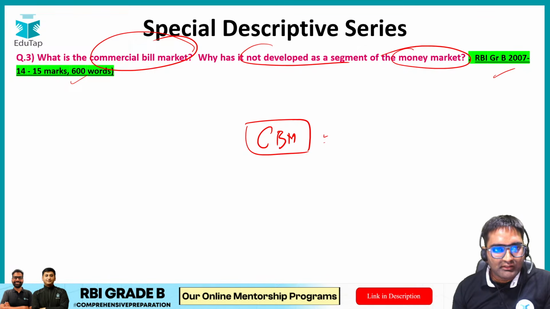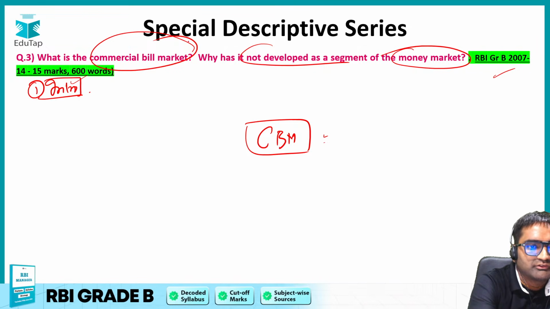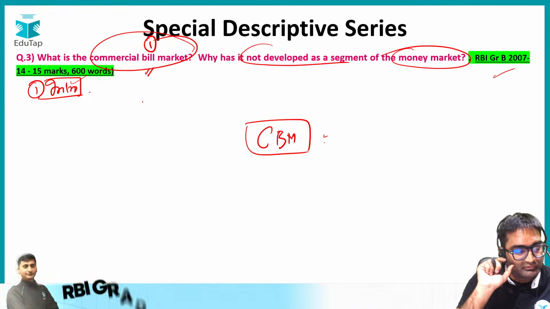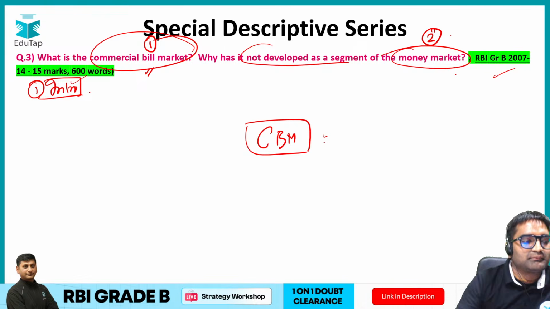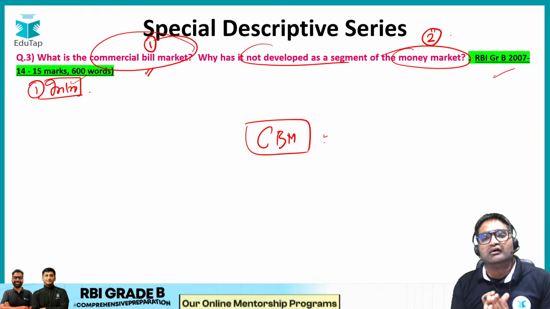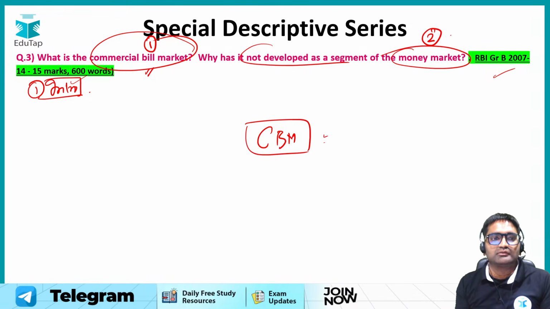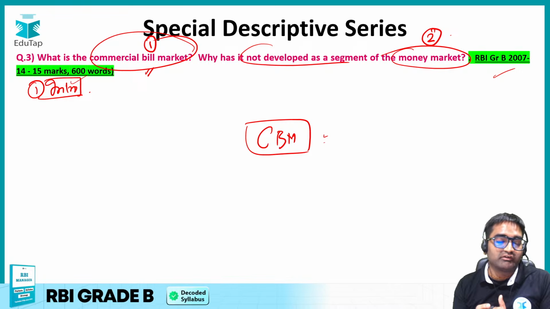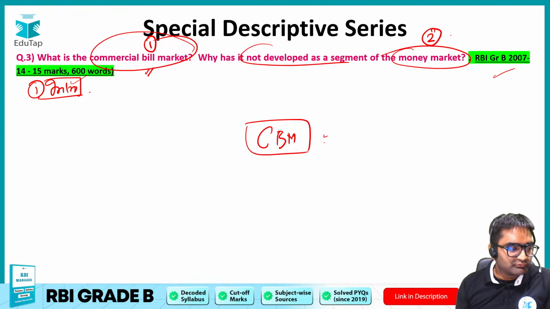Talking about the introduction, the question is straightforward. Before that, as I told you, you should also see what the different micro questions are. The first micro question is about the commercial bill market, the meaning of it. The second micro question might be slightly confusing: why it has not developed as a segment of the money market. It just asks why this commercial bill market is not that famous. It is definitely worthy, but why is it not that famously part of the money market?